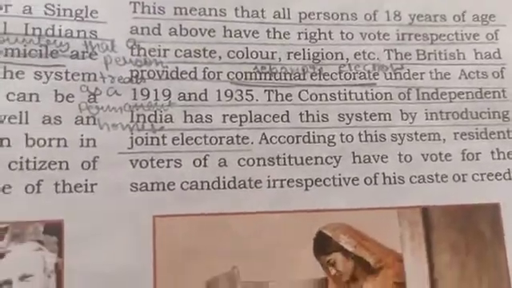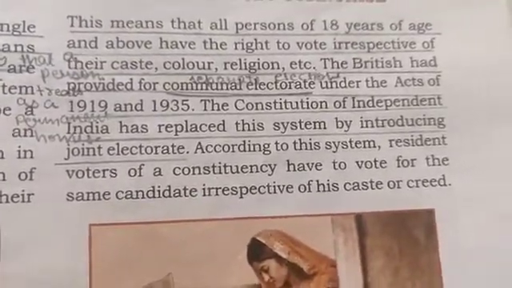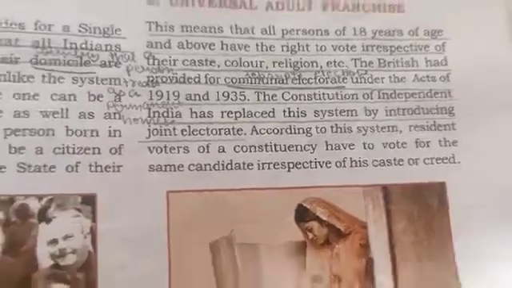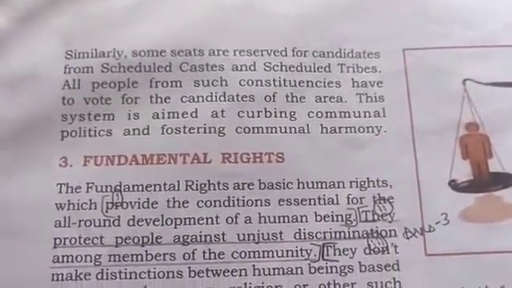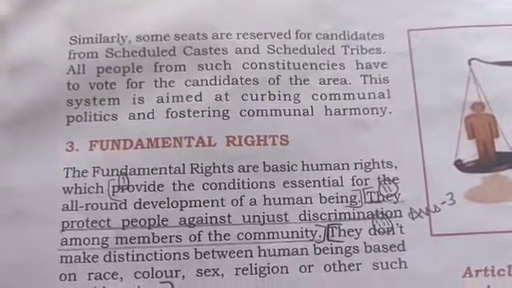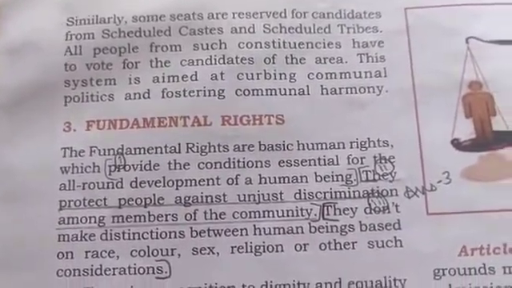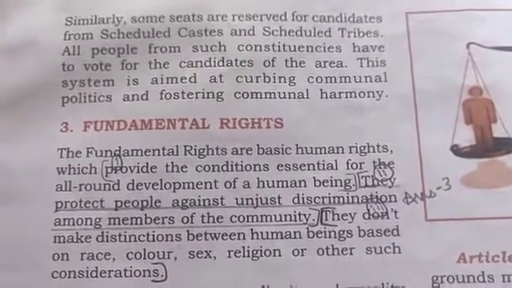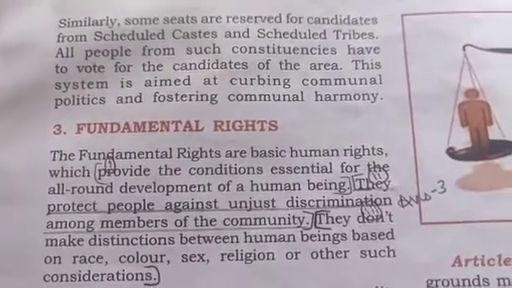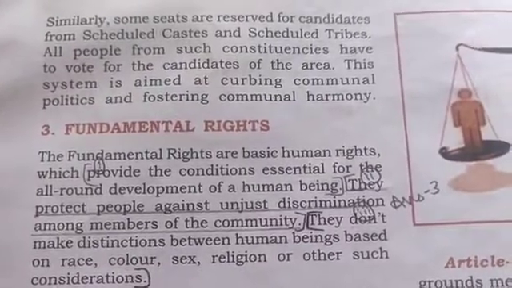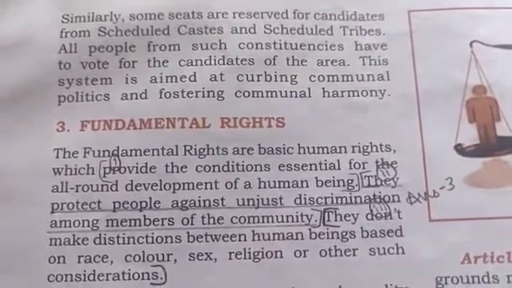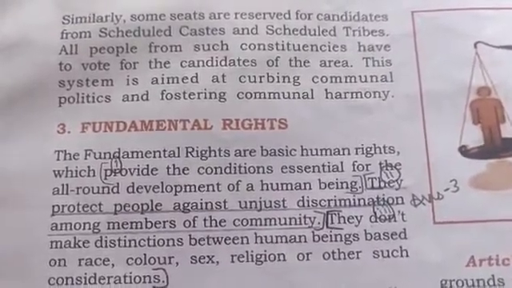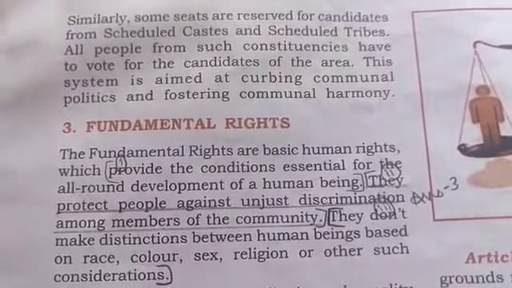According to this system, resident voters of a constituency have to vote for the same candidate irrespective of his caste or creed. One more important thing. Similarly, some seats are reserved for candidates from scheduled castes and scheduled tribes. Not just that, a number of seats have been reserved for women candidates also, so that they have some kind of representation in the forming of the government. All people from such constituencies have to vote for the candidates of the area. This system is aimed at curbing communal politics and fostering communal harmony.